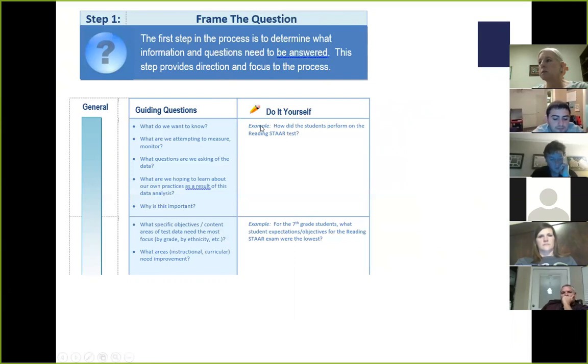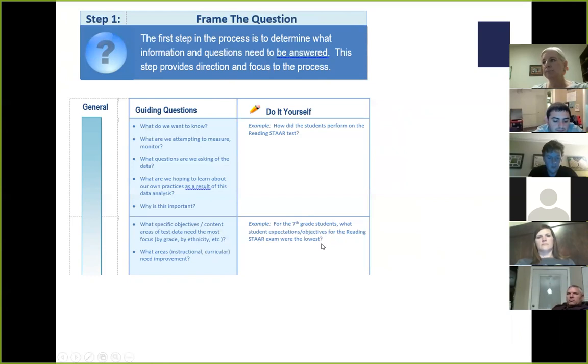So, if you wanted to work through this, how did the students perform on the reading? The STAR test is the Texas state assessment, so you could substitute in here all kinds of tests. But how did the students perform generally in reading? But as we move along the continuum, it becomes more and more specific. So what specific objectives or content areas of test data need the most focus? What areas need improvement from both an instructional and curricular point of view? So for the 7th grade students, what student expectations or objectives for the reading STAR exam were the lowest?